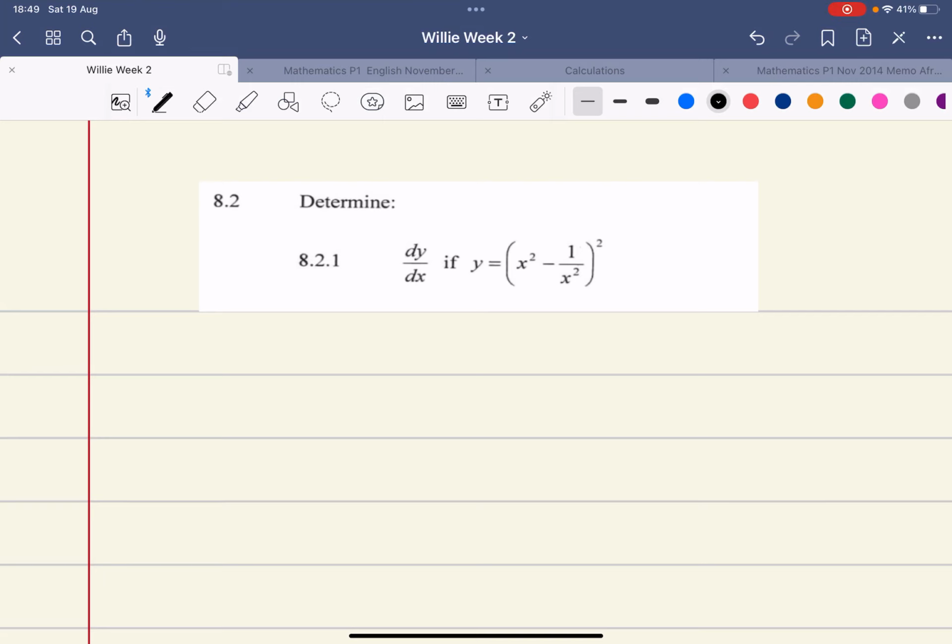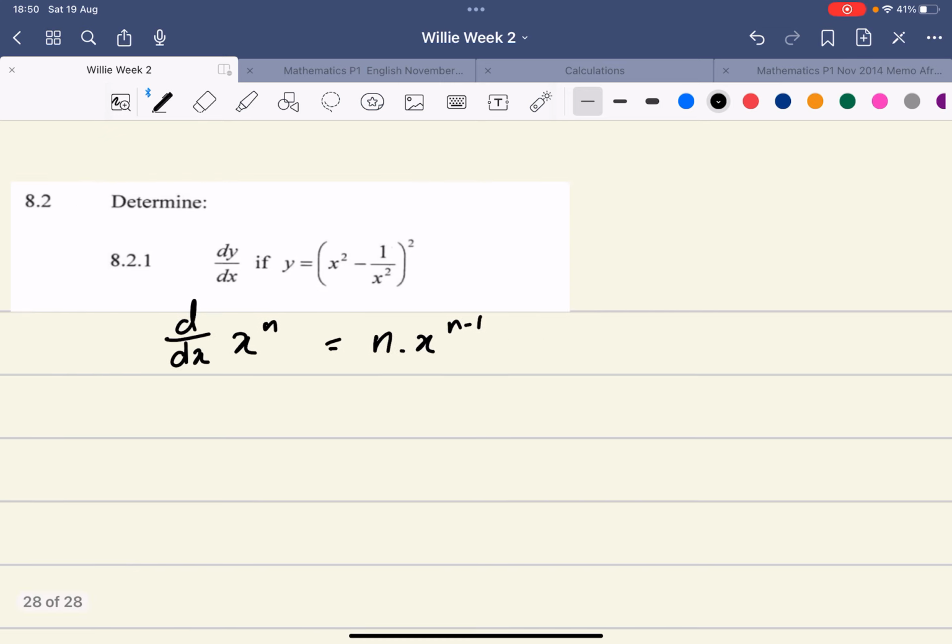Right, in question 8.2.1, we asked to find dy/dx if y is equal to (x squared minus 1 over x squared) all squared. Okay, so one thing to recall is that the power rule for differentiation is given as: the derivative of, say, x^n is equal to n times x to the n minus 1. So you should all be comfortable with that.